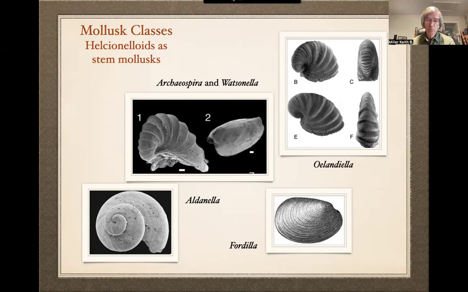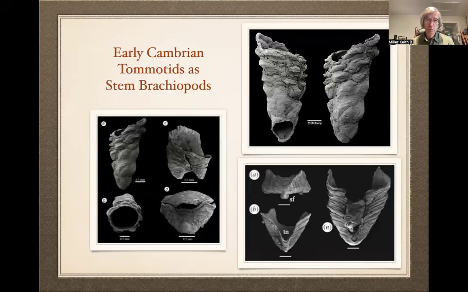Another group that appears in these small shelly fossils are things called tommotiids. Nobody knew what they were. Those are just bits and pieces. They knew they had parts of something, but they didn't know how they fit together. And just recently, they found some that were attached, so the various pieces were together. And they realized that these are actually stem brachiopods.